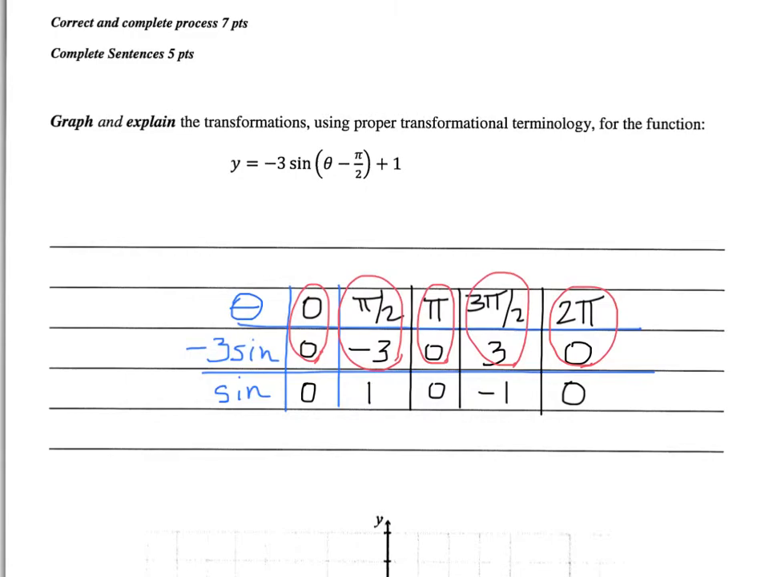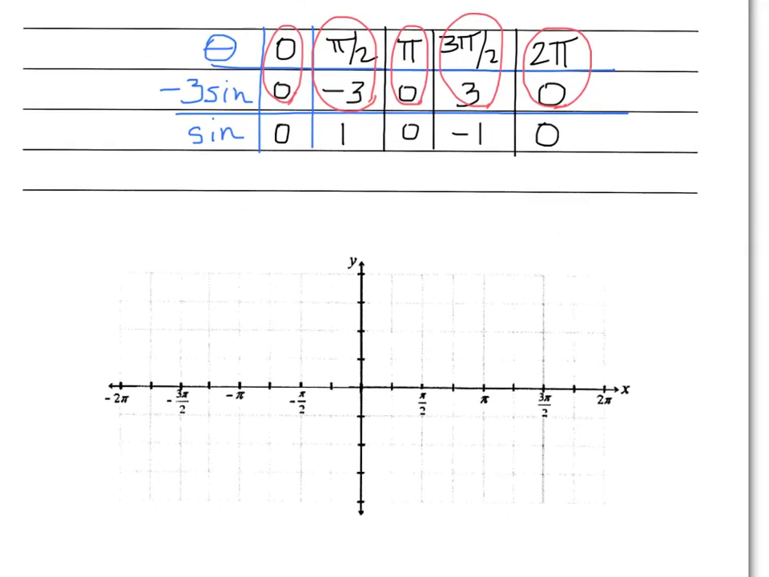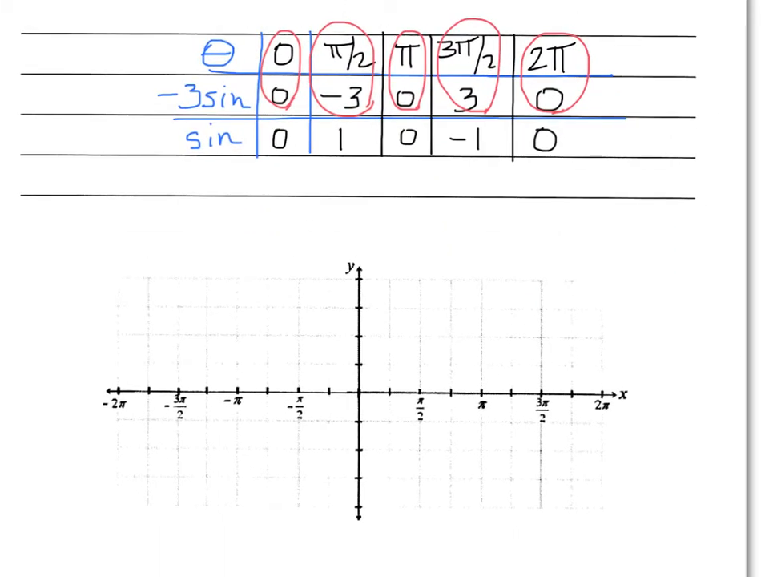Let me move this down so we can look at the graph and put those on. So 0, 0, make a nice point. Pi over 2, -3; pi, 0; 3 pi over 2, 3; and 2 pi, 0. Here's one phase, reflected and vertically stretched.